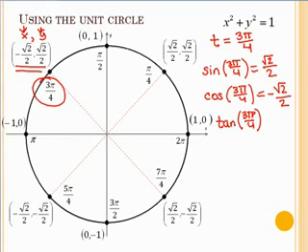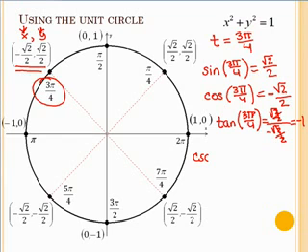Tangent of 3 pi over 4 is going to be sine divided by cosine, which is going to be the square root of 2 over 2 divided by negative square root of 2 over 2. These are just going to cancel out, so you're going to get negative 1. Now let's do the reciprocals.